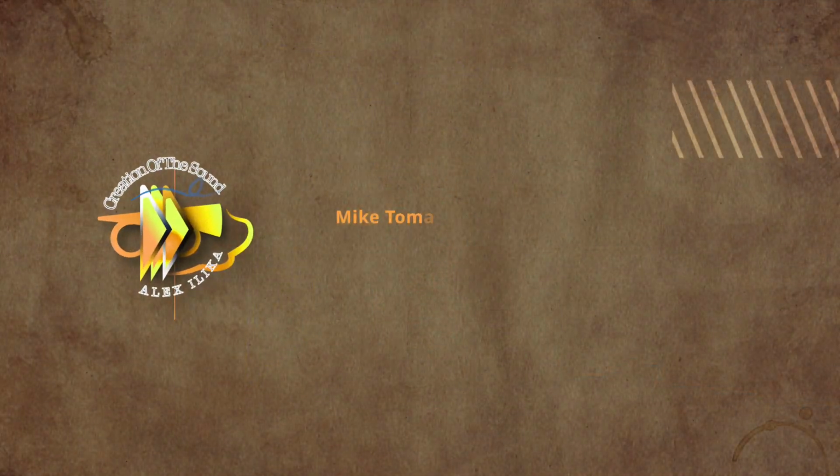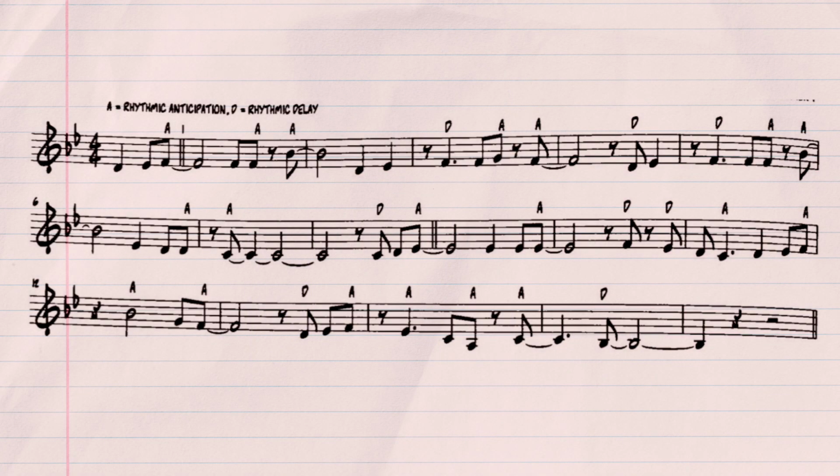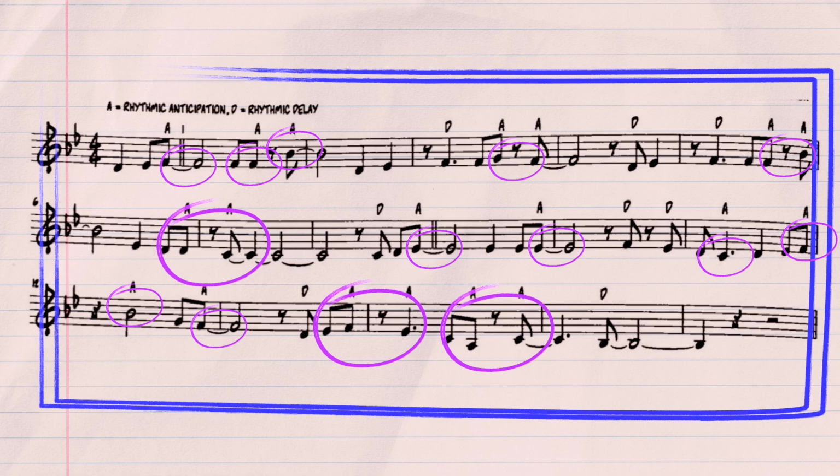Let's focus on the first device, rhythmic alteration. This is the most important device. It introduces syncopation through anticipation and delay. In a paraphrased version of Billy Boy, you notice first, rhythmic anticipations and delays in every measure. Second, more anticipations than delays, 19 versus 8. Most shifts are by a half beat. Longer shifts are used sparingly.